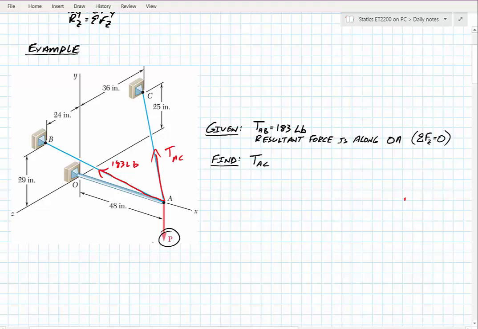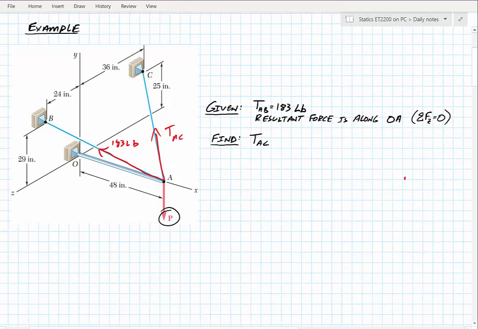The way that I would do this is I need to put these two forces, the 183 pound and the tension in AC, into component form. To start off with, I'm going to find the length of each one of those cables. Starting with AB, basically this is a proportionality of the length in the x, y, and z direction for each cable.